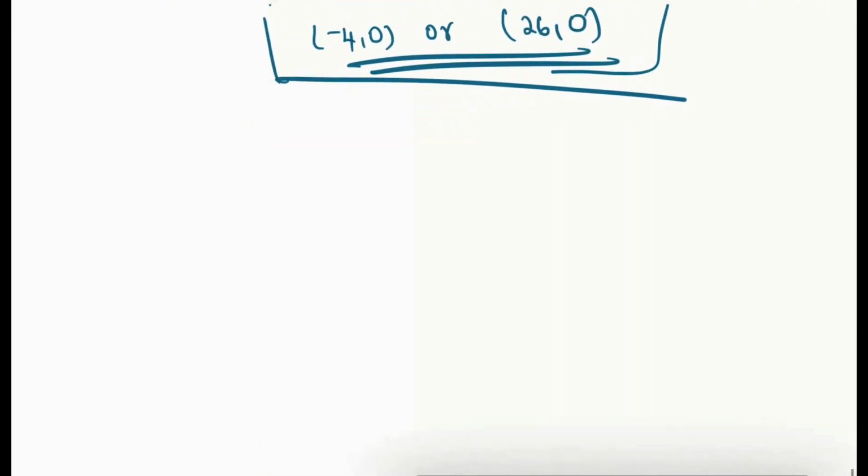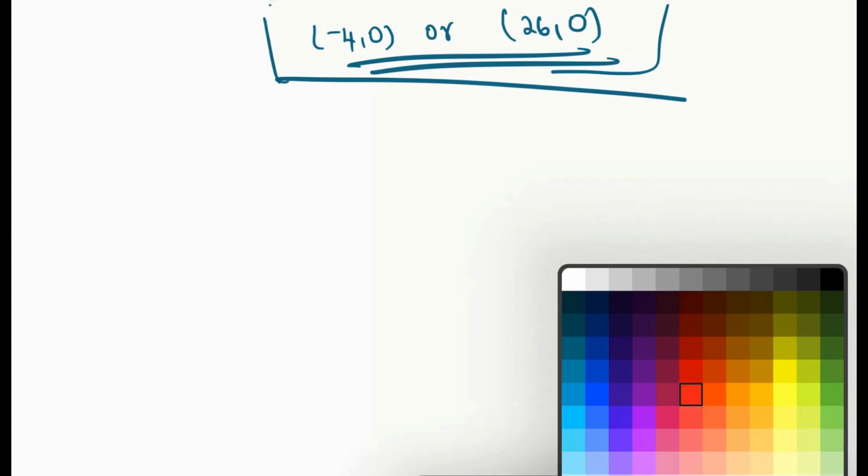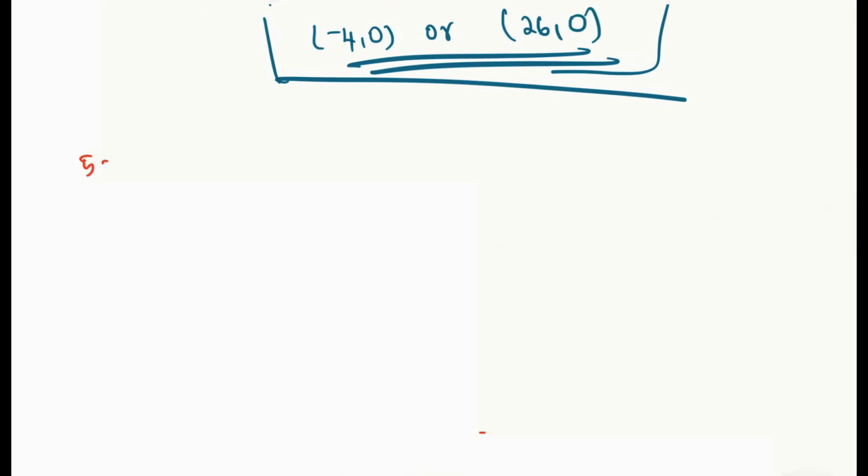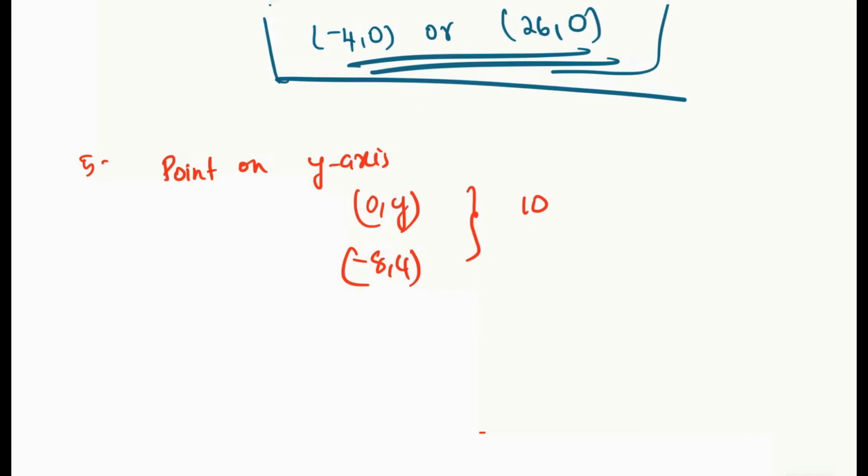Okay, now coming to the fifth question. So what is there in your fifth question? Just see. Fifth one, you have: find the coordinate of the point on the y-axis. Okay, so for a point on the y-axis, how can I consider? A point on the y-axis will be (0, y). The distance is given as 10, and the distance between which two points? (Minus 8, 4). So how do I do it? I can solve it like this.